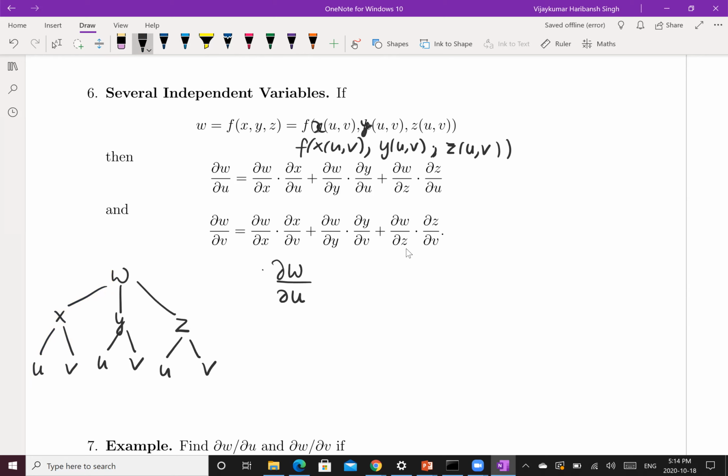So now, to remember the formula, you have to go from W all the way to U along different possible paths. So what are the different possible paths? One path is here, to go from W to U. It will be all partial derivatives in this case. So let's go along this path: partial derivative of W with respect to X, multiplied by partial derivative of X with respect to U. That was one path.